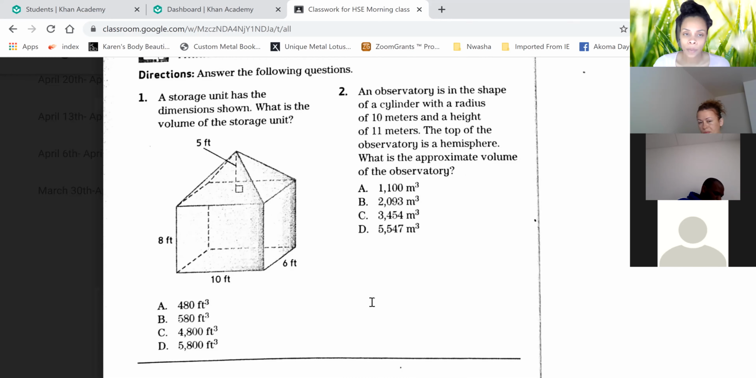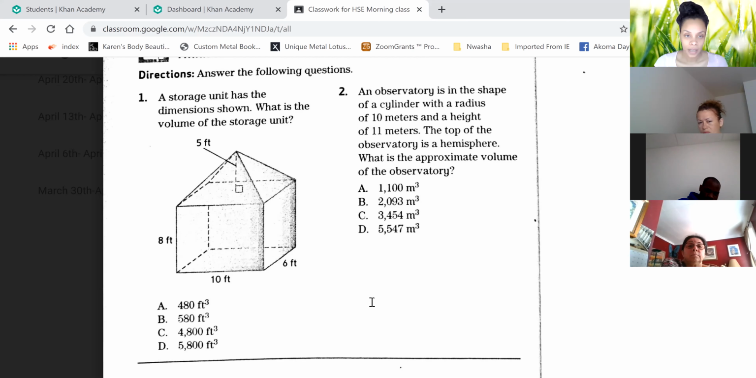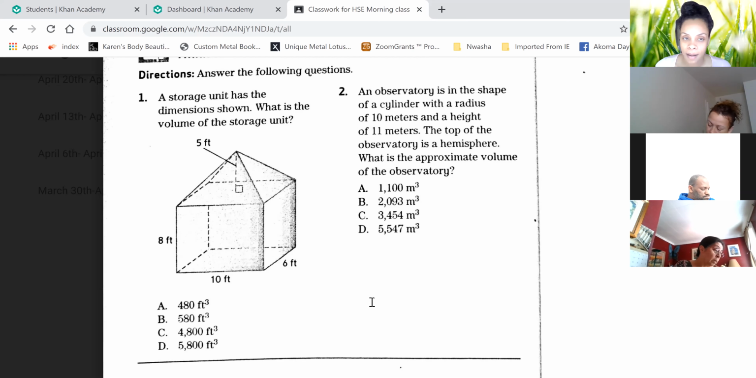So now you're looking at what would you have to actually figure out? So what 2 shapes is this storage unit? It's a square and a triangle. And a pyramid. They are solids, right? So it's going to be like the rectangular prism, which is definitely at the base, and then a pyramid at the top. So you need those 2 formulas.